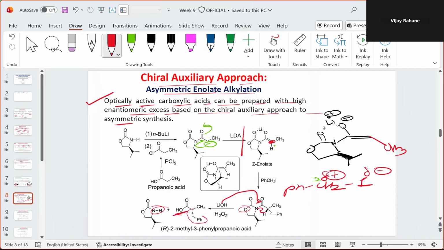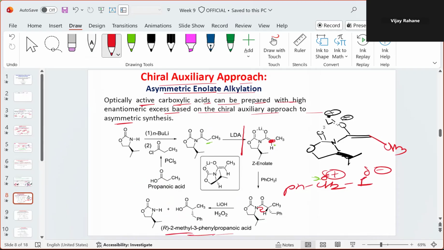In which you can see the newly added group is directing downward. It was literally impossible to convert normal propionic acid to this type of stereoselective R-2-methyl-3-phenylpropionic acid. It is impossible to prepare it directly from propionic acid, but that becomes very easy by using such a chiral auxiliary approach. So we get the asymmetric synthesis done for this R-2-methyl-3-phenylpropionic acid.